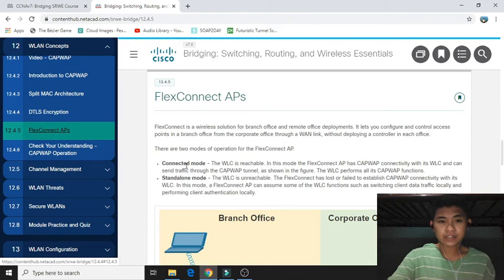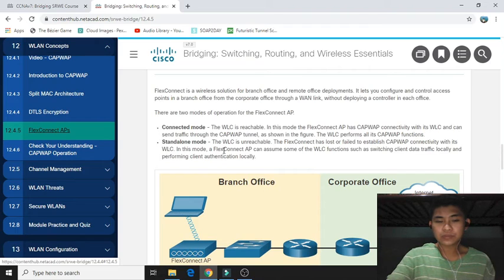Next, the FlexConnect APs. We have two modes of operation for the FlexConnect AP. First is the connected mode, in which the WLC is reachable. Next, the standalone mode, in which the WLC is unreachable.